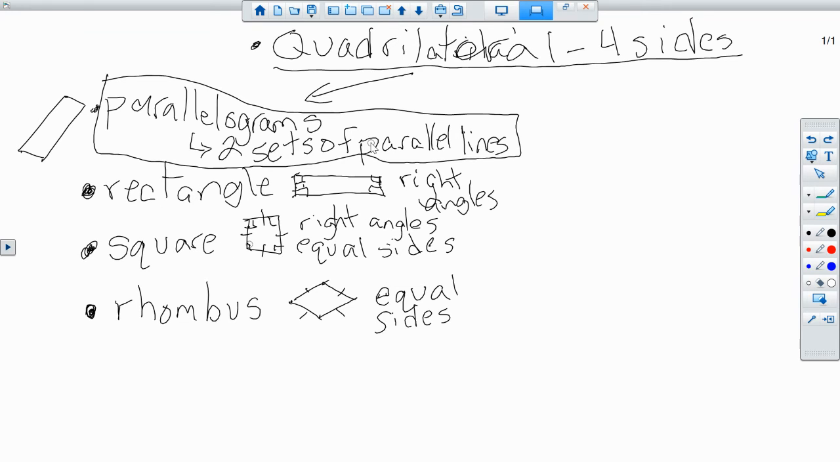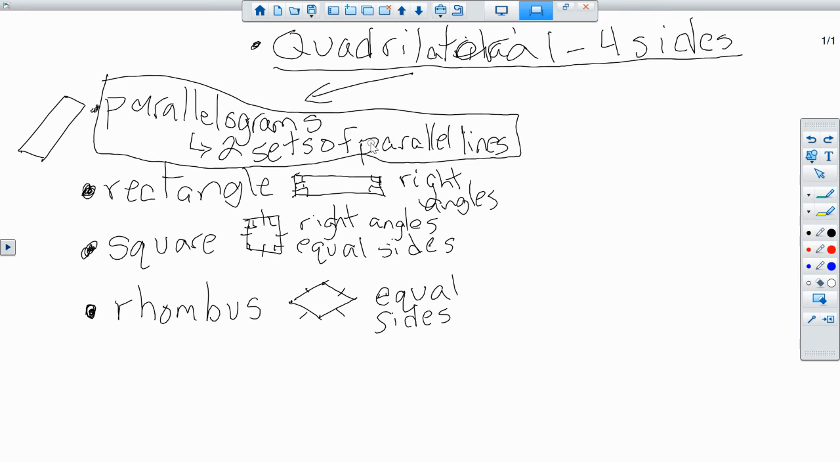So I showed some markings here. We know that the right angle mark is a little box in each corner. I also put lines on the sides that are the same length. So if they have lines on them, it means that they're the same length. They're equal length. They're congruent. That means the same. Okay, and our last shape for today is a rhombus.